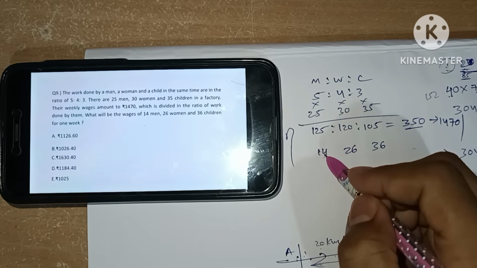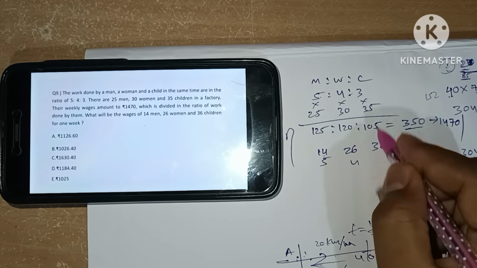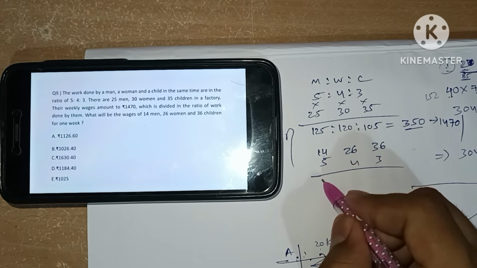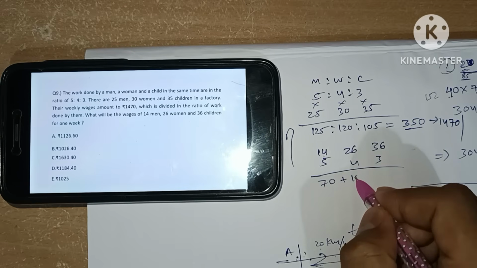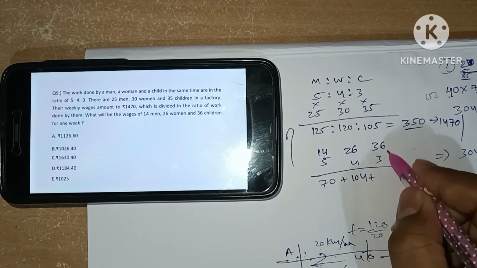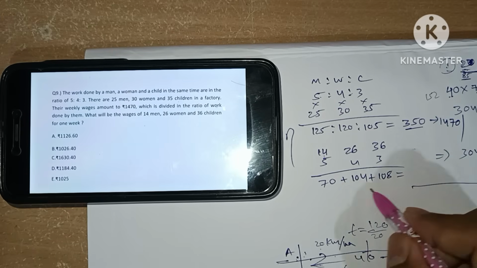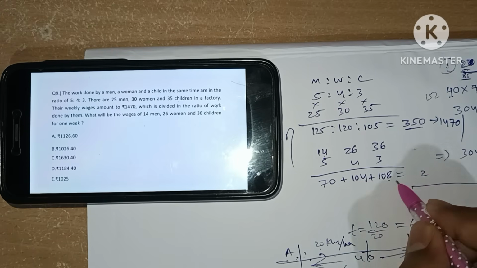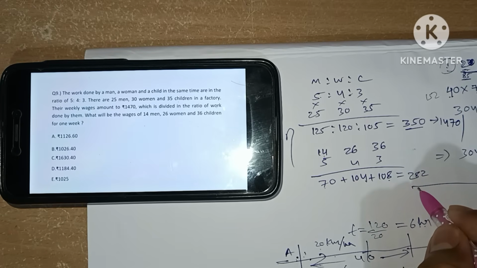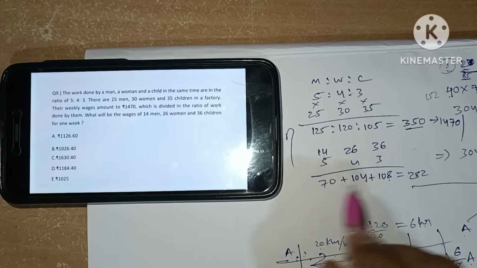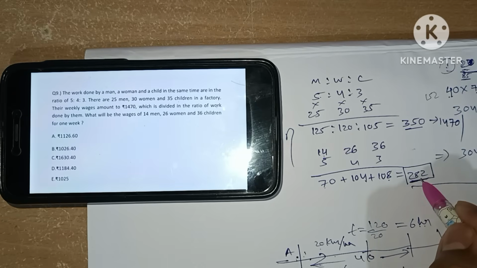We have 14 times 5, 26 times 4, 36 times 3, which will be 70 plus 104 plus 108. So the total we have is 282. So the question asked is, how much wage is paid for 282 units.